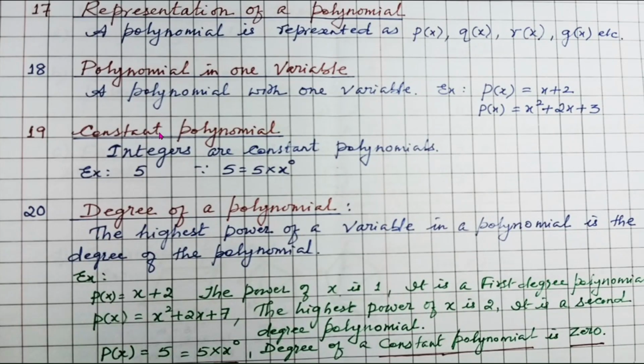Now coming to the next important discussion, that is representation of a polynomial. How do we represent a polynomial? We know what is a polynomial. A polynomial is an algebraic expression in which the powers of the variables are positive integers.